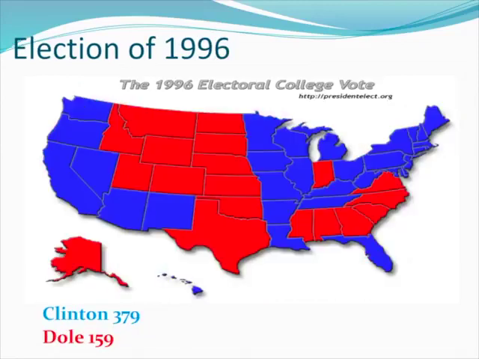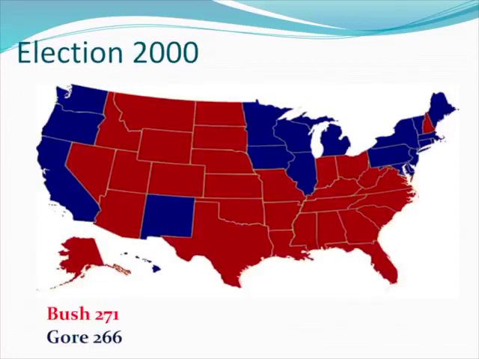In 1996, Clinton won easy re-election over Bob Dole. The age of the internet was on and the economy was improving, so Clinton easily won re-election. In 2000, Bush, in a very closely contested election, defeated Albert Gore.